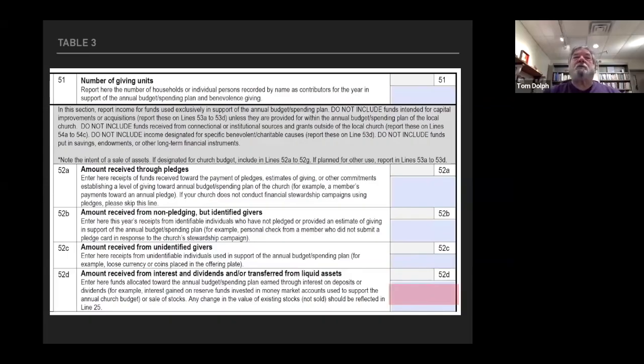Interest and dividends transferred in. This is primarily from your CDs, money markets, savings accounts. If your checking accounts bear interest, it would go here. I will repeat this in a moment, but keep in mind that this is income whose end purpose is only operating expenses. So this is not for designated funds, memorials, those kinds of things. This is interest earned on monies that will eventually be spent in the current year for operating expenses.